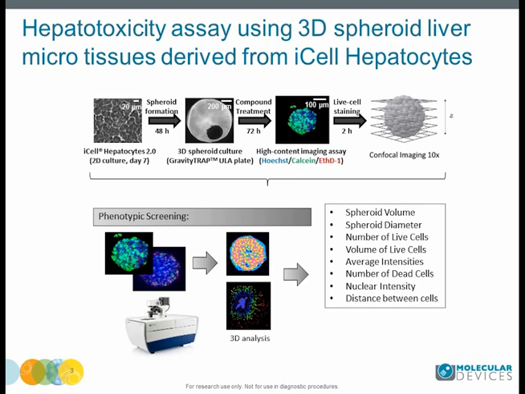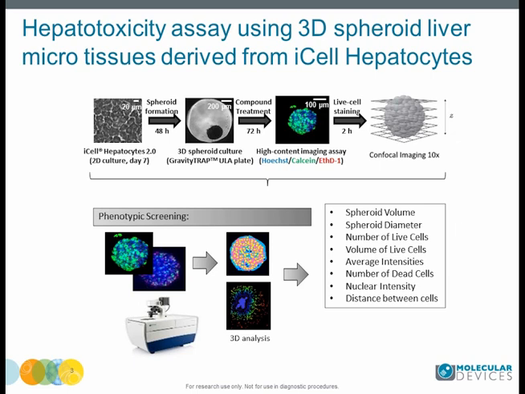Induced pluripotent stem cell-derived hepatocytes present a valuable model that can closely resemble the phenotypes and functionality of primary hepatocytes and also minimize variability and other limitations. We've used iPSC-derived hepatocytes from Cellular Dynamics International for this study.